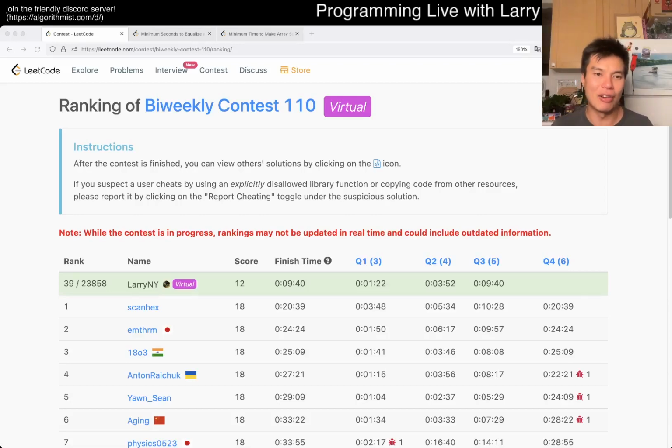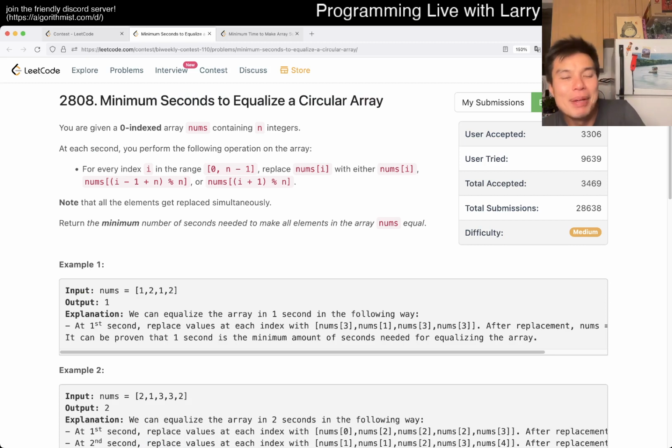Hey everybody, this is Larry, going with Q3 of the bi-weekly contest 110. Minimum seconds to equalize a circular array.